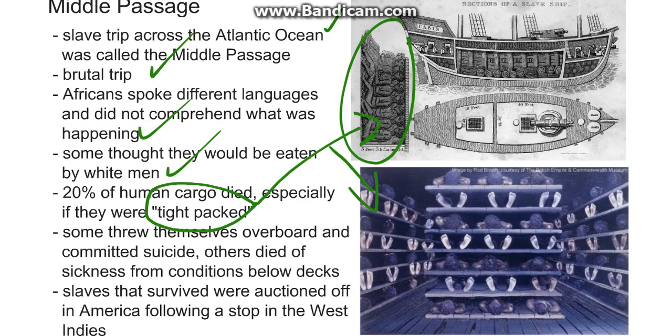This picture shows how the slaves were transported along the route to the West Indies and then finally to the colonies. Some slaves threw themselves overboard and committed suicide. Others died of sickness because of conditions below the decks. Slaves that survived were auctioned off in America, following a stop in the West Indies.